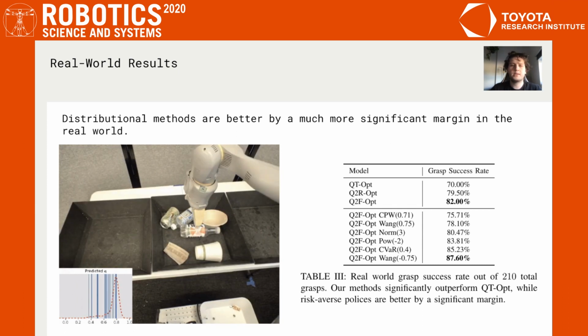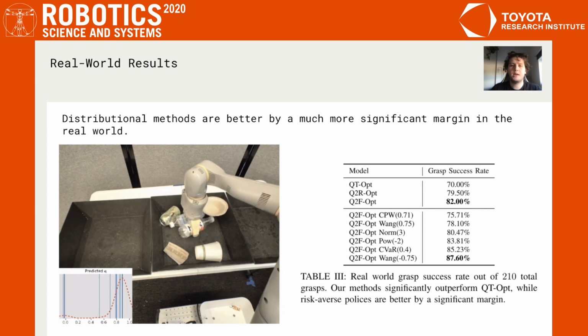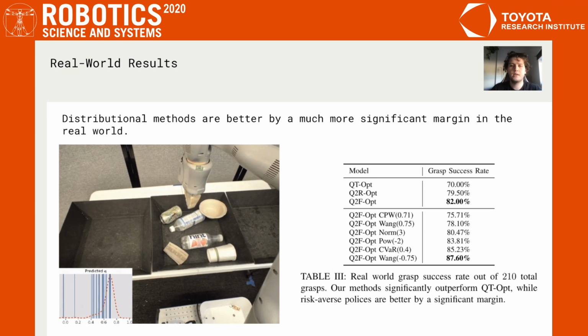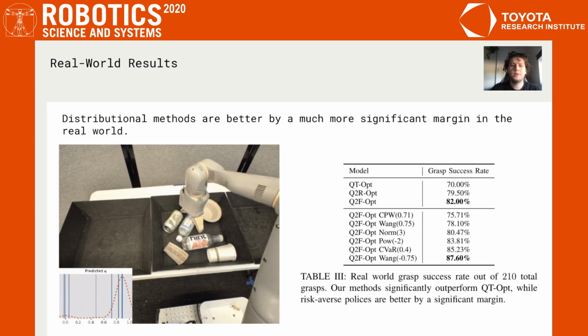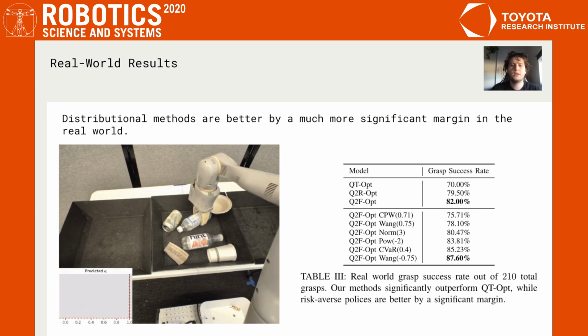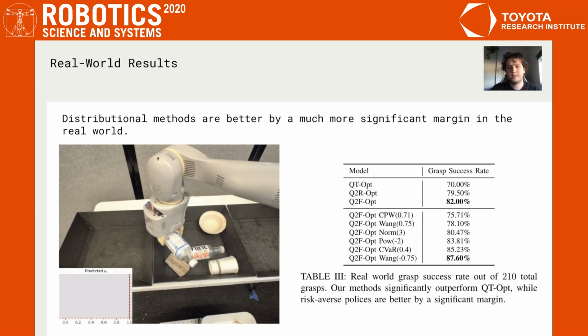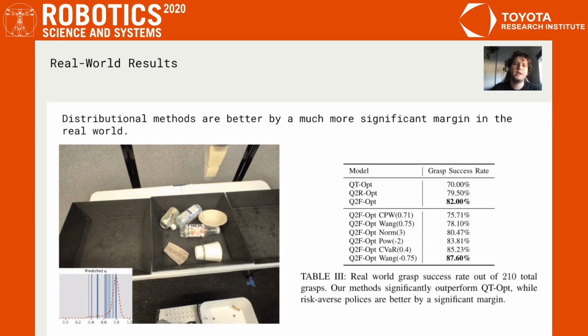To showcase our setup, we include a video from the robot's camera and an overlay of the predicted value distribution for the selected actions. The results on the right show that while the model order from simulation is largely preserved, distributional methods and especially risk-averse policies are better than our baseline by a much higher margin.